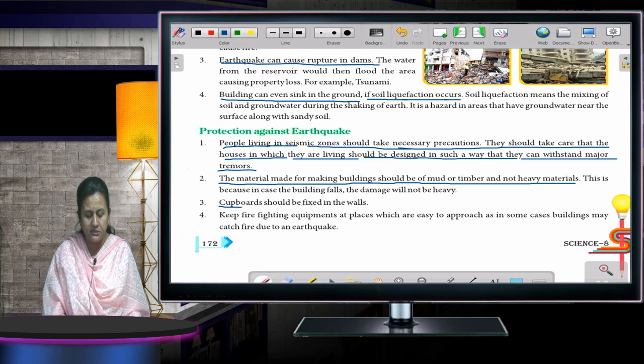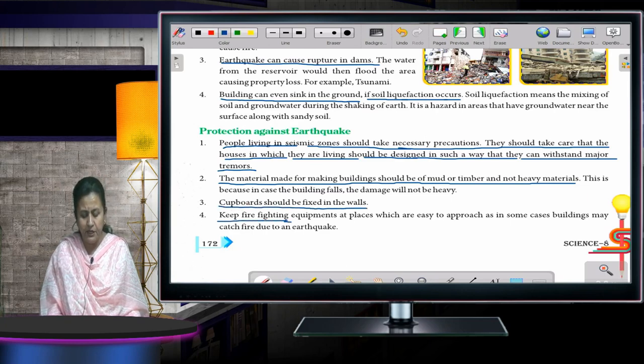Cupboards should be fixed in the walls. Keep firefighting equipment at places which are easy to approach.